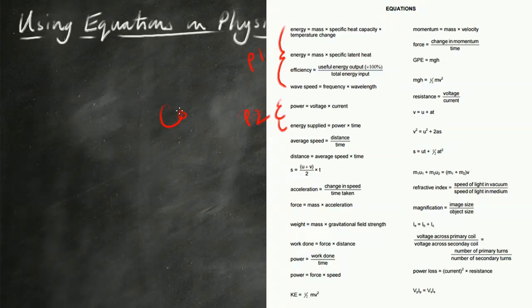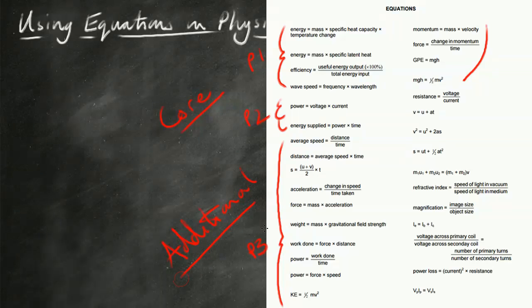And that makes up all the equations you're going to need to apply in core. There's not that much calculation in core, but you do need to be confident to use it when it's asked. In addition, however, and this is the case in all specifications, there are loads of calculations to do. All of those ones are the mechanics section of additional, which is P3 in OCR Gateway.